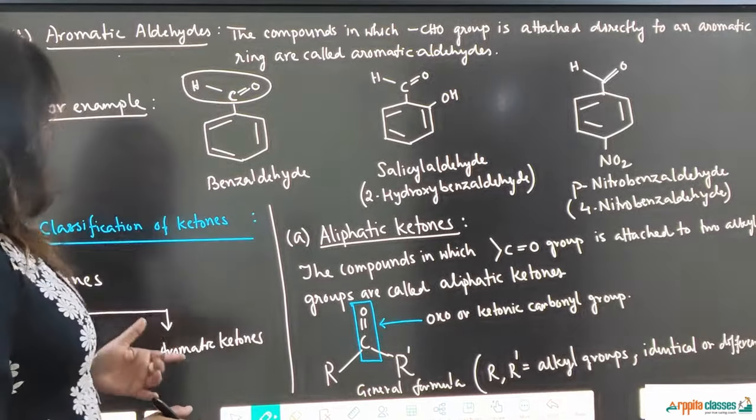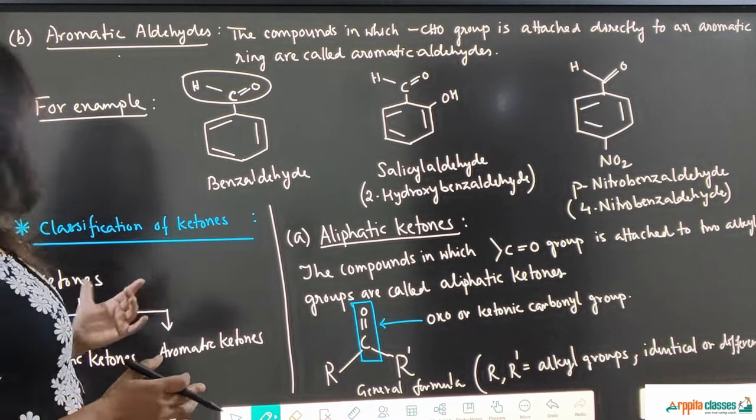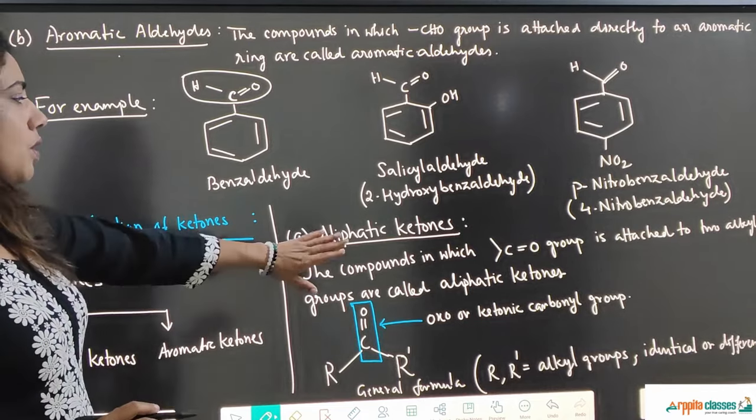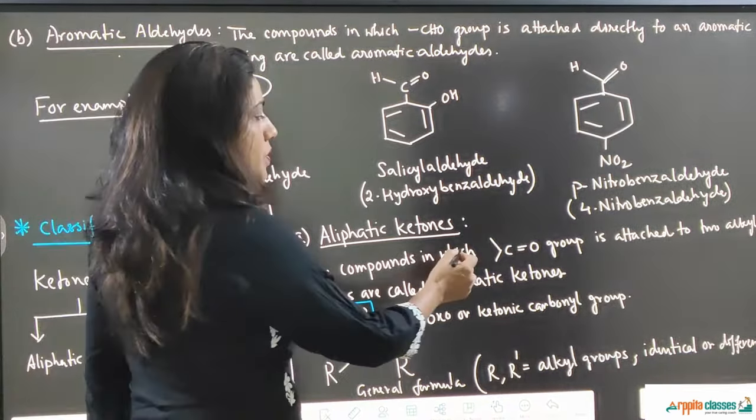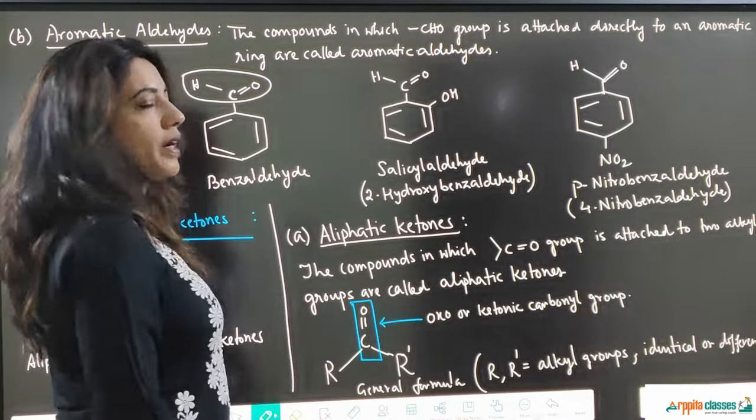Next we are going to see the classification of ketones. Similarly to aldehydes, ketones are also classified as aliphatic ketones and aromatic ketones. When we talk about aliphatic ketones, the compounds in which the carbonyl group is attached to two alkyl groups are called aliphatic ketones.